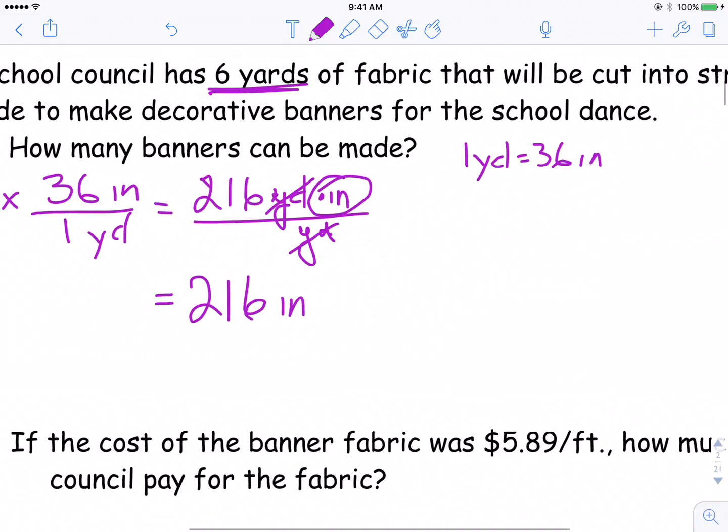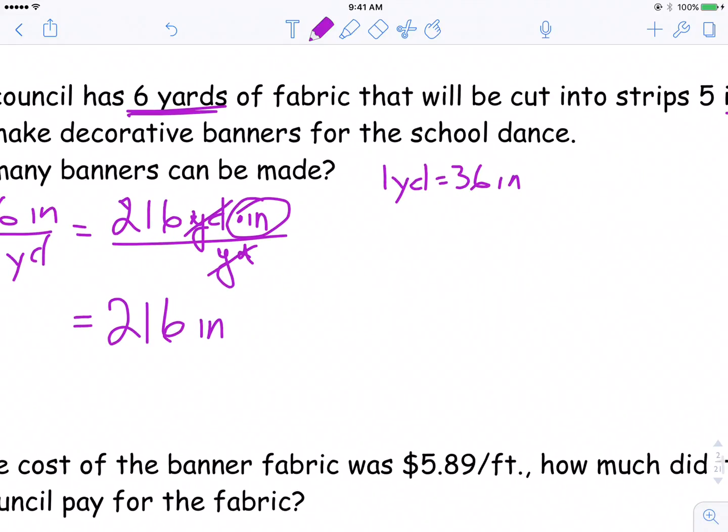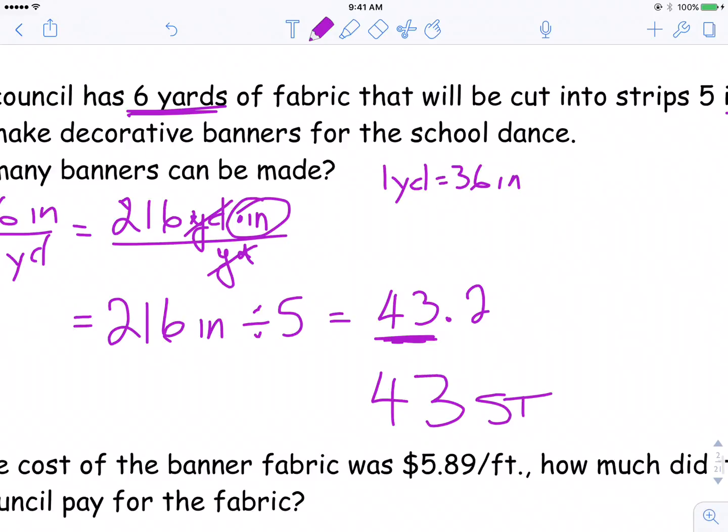How many groups of 5? Because I want to cut it into 5-inch strips, divide by 5 inches. That's going to give me 43.2. The 0.2 means nothing to me at this point because really I can only get 43 strips, or 43 banners, I guess, in this case.